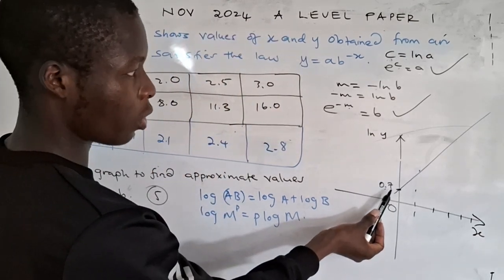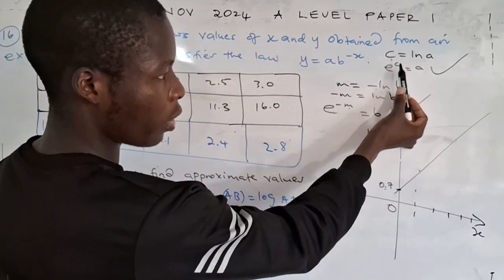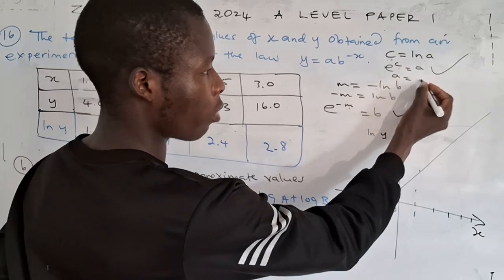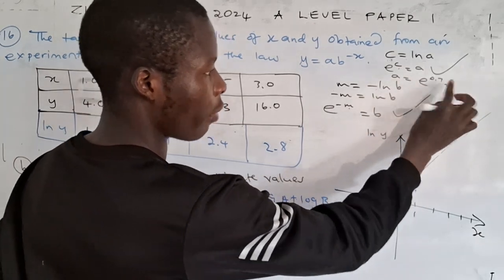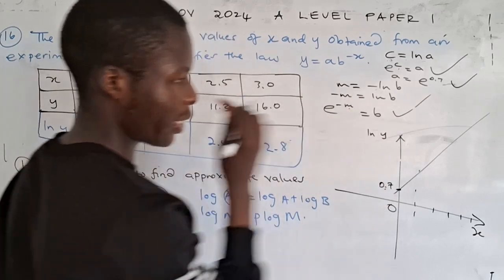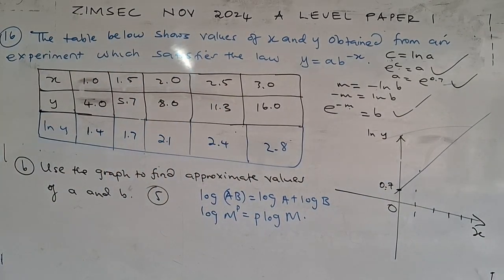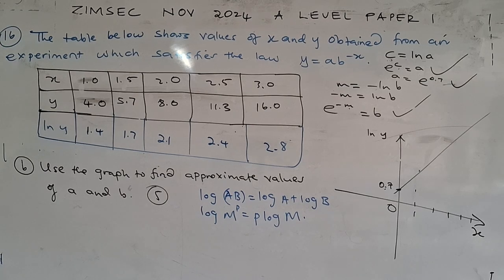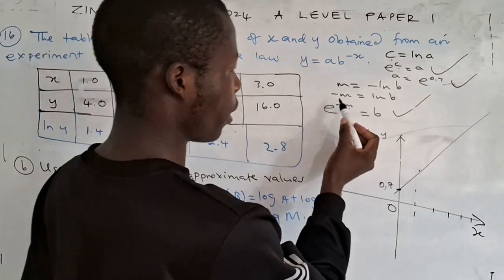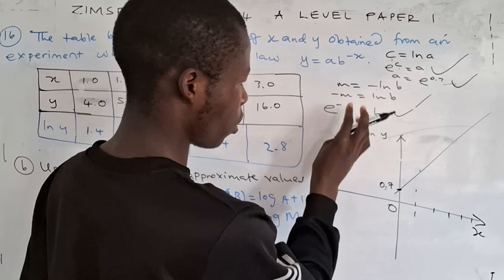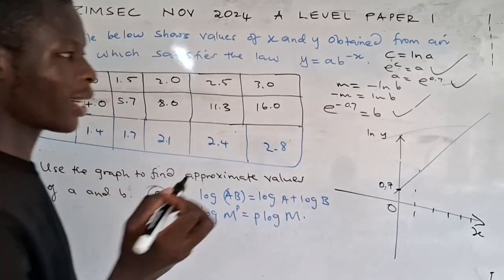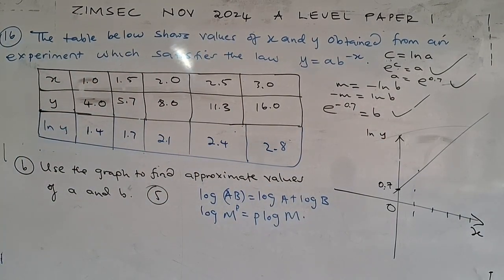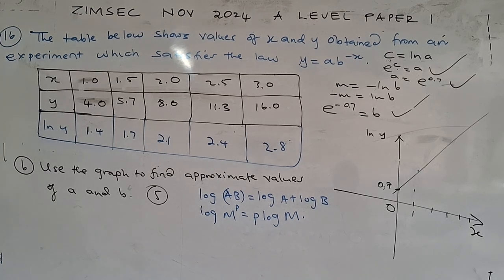So the y-intercept is 0.7. So you come here and put 0.7. So A is equal to e to the power 0.7. Then you write the answer. The gradient that I got is 0.7 again. So the gradient I got is 0.7, and the y-intercept again I got 0.7.